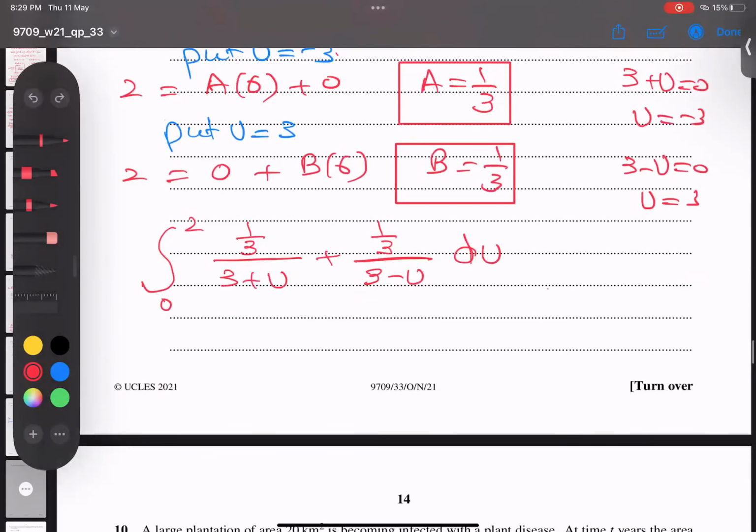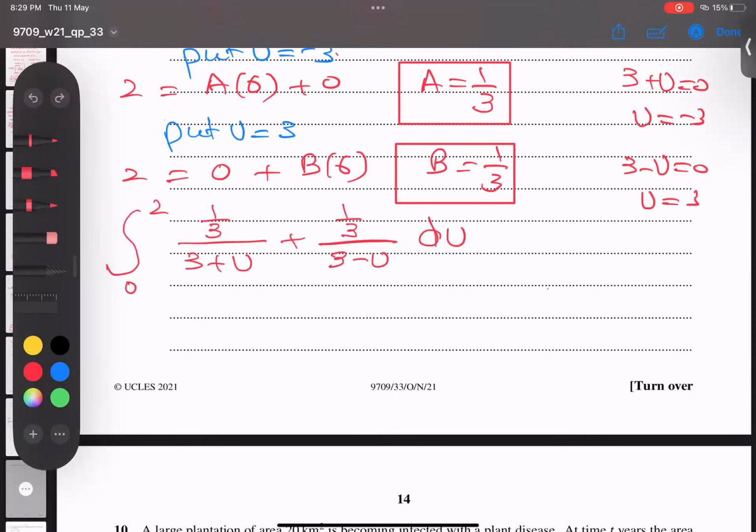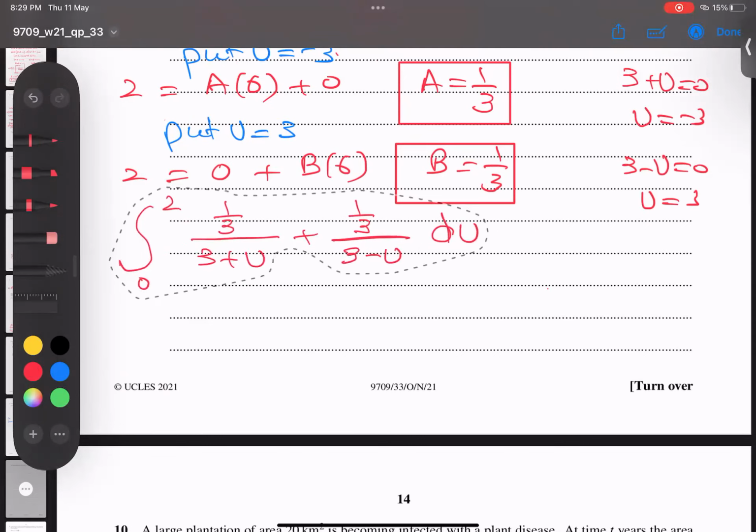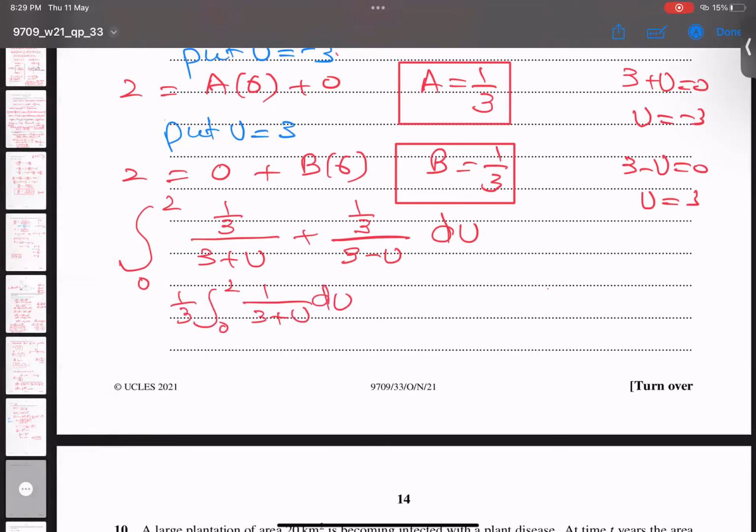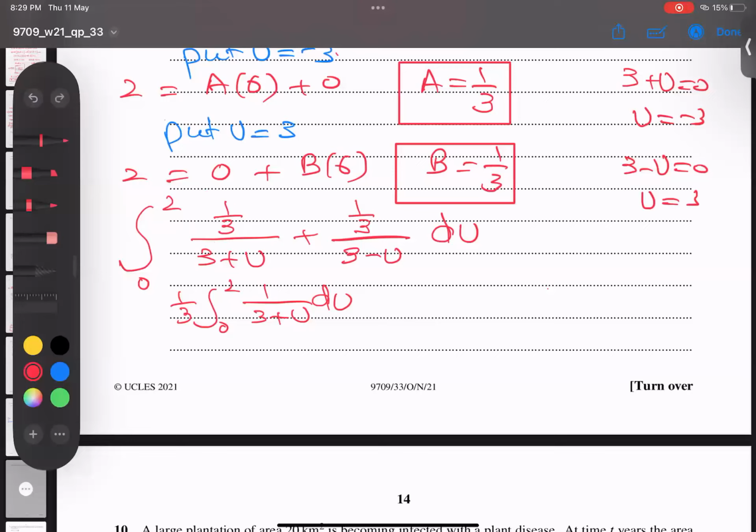I'm writing very big anyway, no problem. All right, let's move on. What is this one? I can write one more step. 1 by 3, I bring it out. Integral from 0 to 2 of 1 over 3 plus u, du. This value I brought outside, and this value I will bring outside as it is, as I said before.